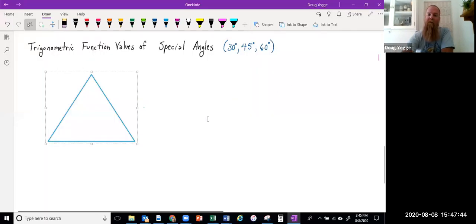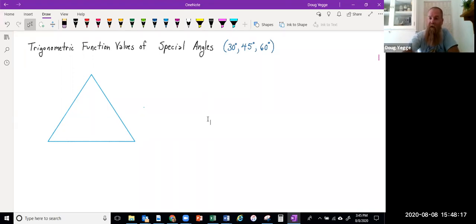Now there are a few special angles, namely 30 degrees, 45 degrees, and 60 degrees, that occur so often in trigonometry, and in calculus and other advanced mathematics, that we treat them as very special in this class. Because their trigonometric ratios come up so often, we often want to memorize them, but we also want to be able to derive and understand where these ratios came from.